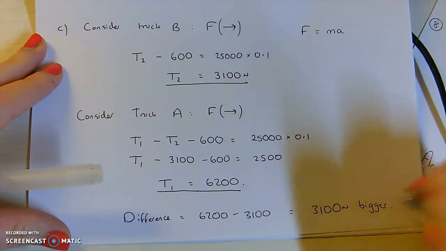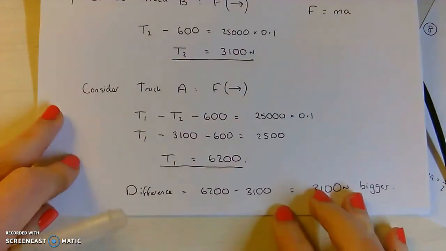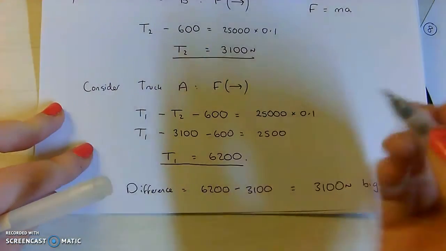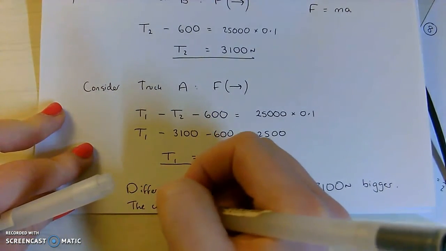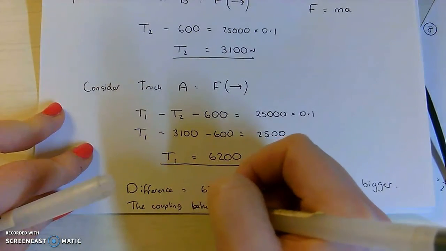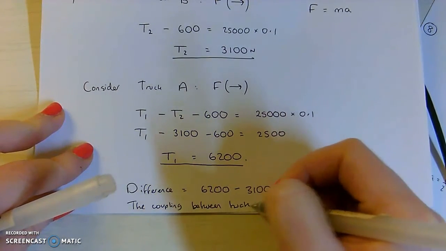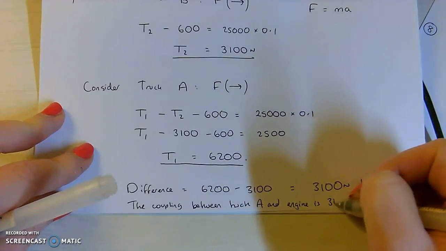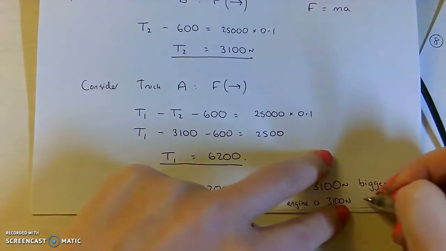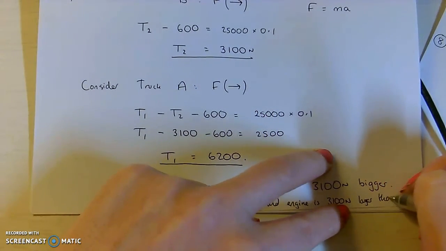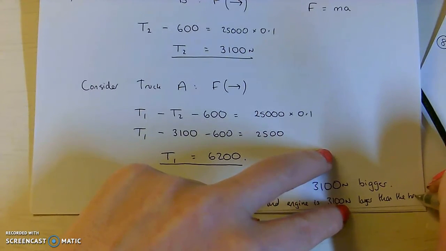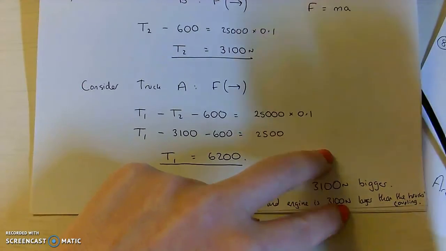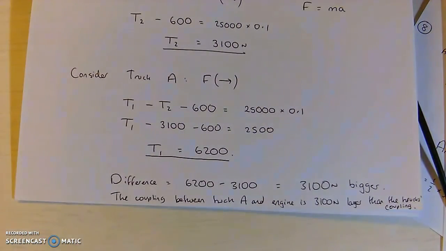Now, when we did mechanics questions, sometimes we like to write a nice neat sentence, so I would, maybe if I had time and I wasn't rushing an exam, then write: the coupling between truck A and the engine is 3,100 newtons larger than the truck's coupling. I've run out of paper, but you see what I mean. Okay, and that's it for the whole question.